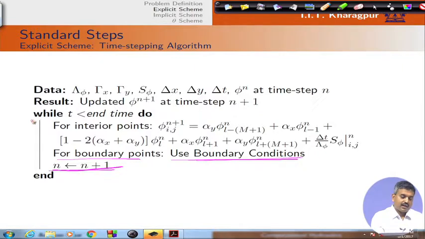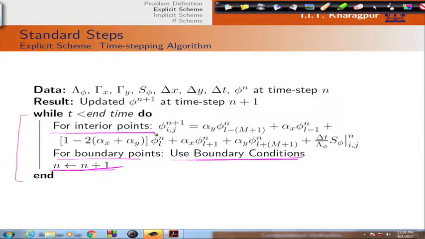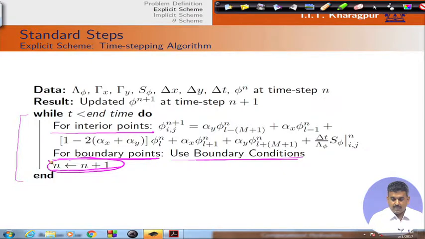So, this while loop or this do loop will run until we reach our n time level. So, in this explicit scheme, important thing is that first we need to solve the interior points, then we need to get the information about the boundary points, that is sequentially, and then we need to update this time level from n to n plus 1.